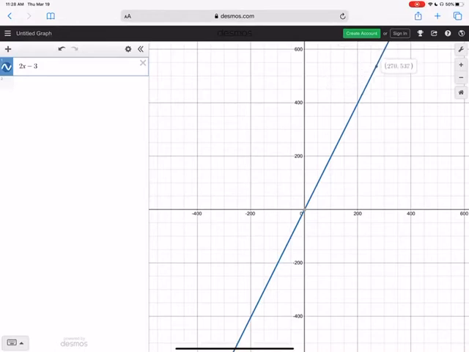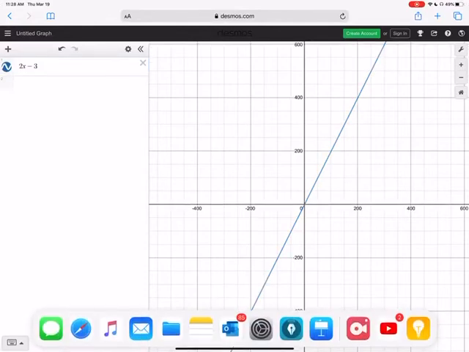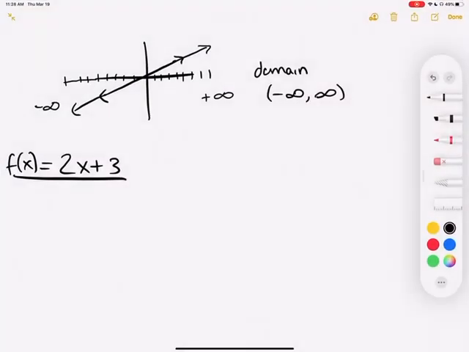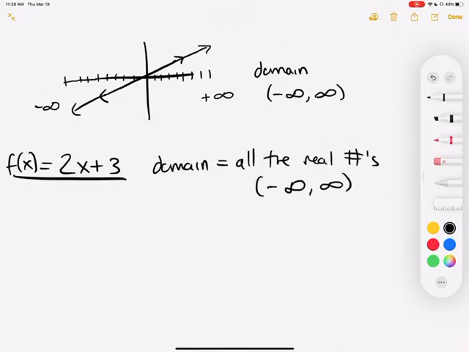So the highest number on this line is going to be infinity, right? And if you go to the left, to the negative domain, that's negative 110, that's negative 141, that's negative 200, and so on and so forth. So can you see that the domain of this line is going to be positive infinity and negative infinity? Okay, so what we can say is that for any equation, the domain is going to be all the real numbers. Or in other words, negative infinity to positive infinity for every single equation.